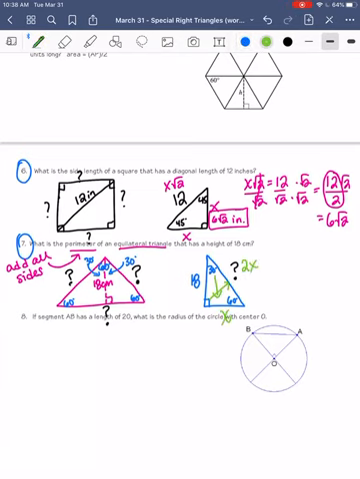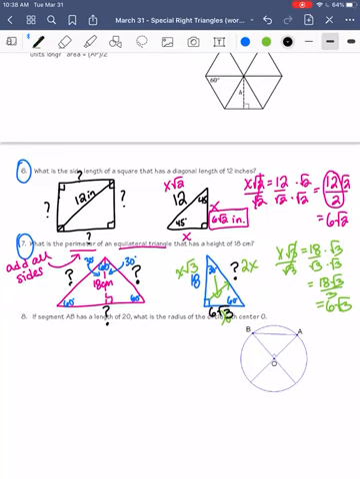So this takes a little bit more effort. We have to solve. So we're going to do x root 3 equals 18. And then we're left with 18 root 3 over 3, which equals 6 root 3. Now, what did I just solve for? That is my x. So that is this side down here. So this is 6 root 3.